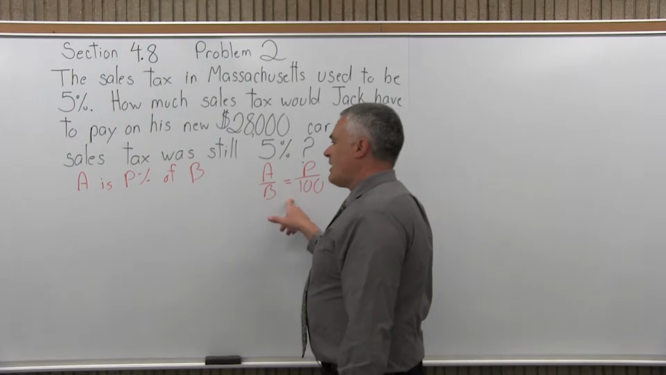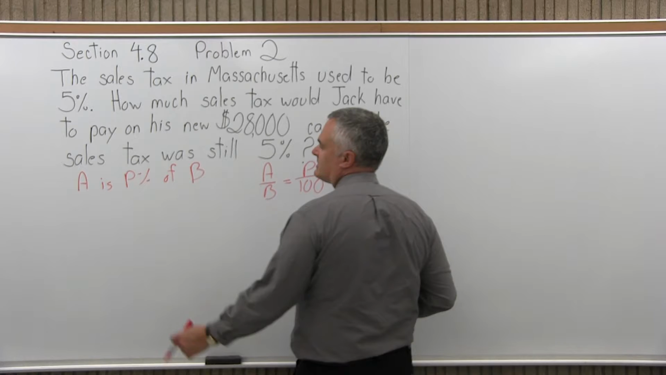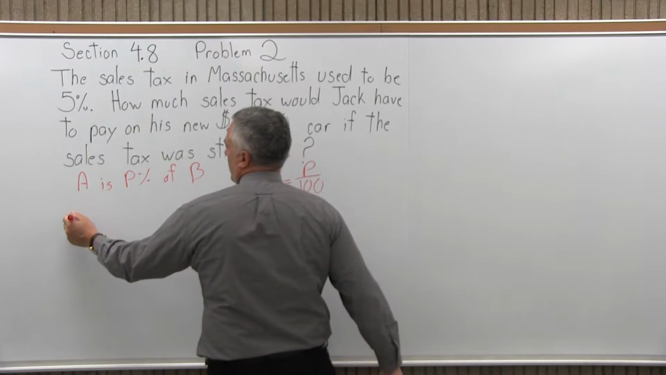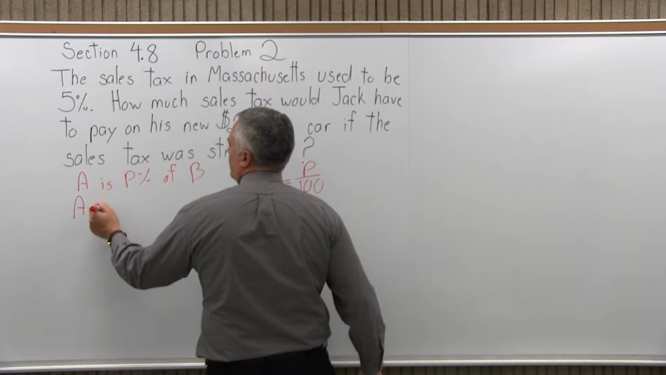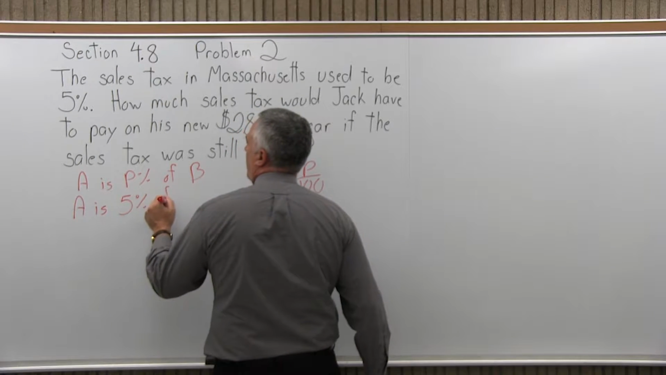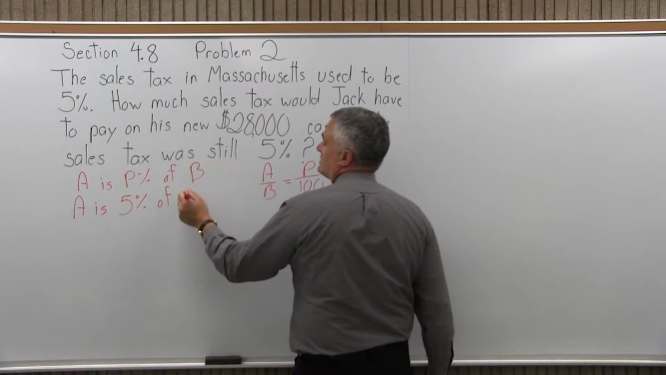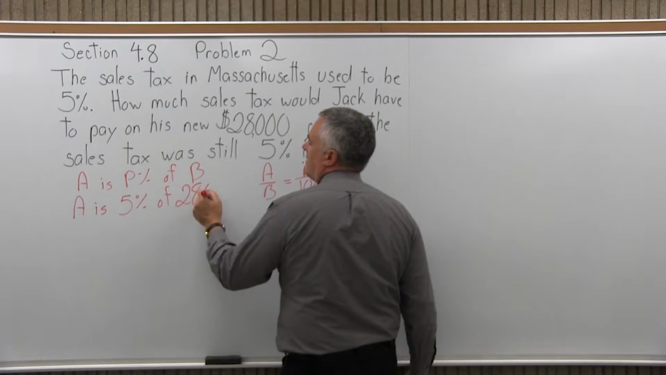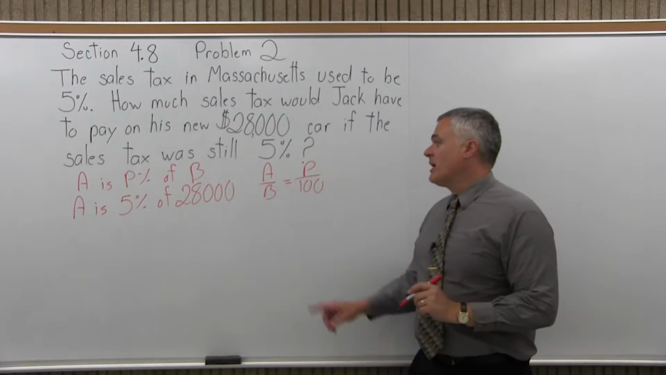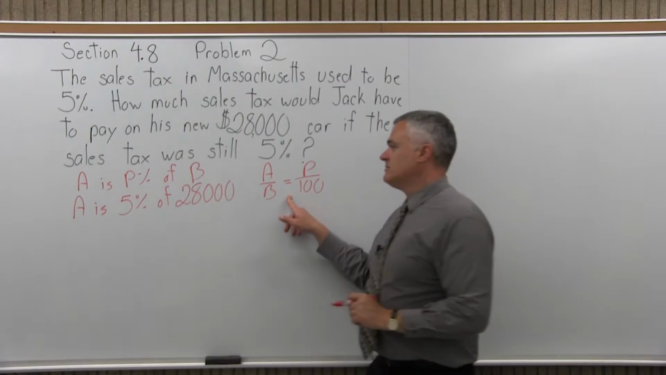So, can I write it in this form? Yes. So A is how much sales tax? That's what we don't know. A is 5% of B, which is $28,000. So I can write it in that format, which means I can use this formula.